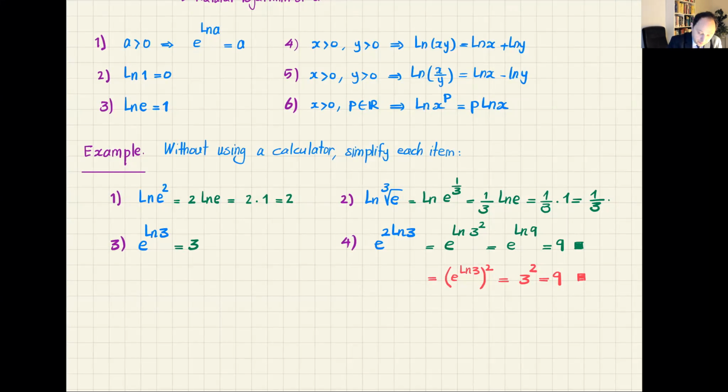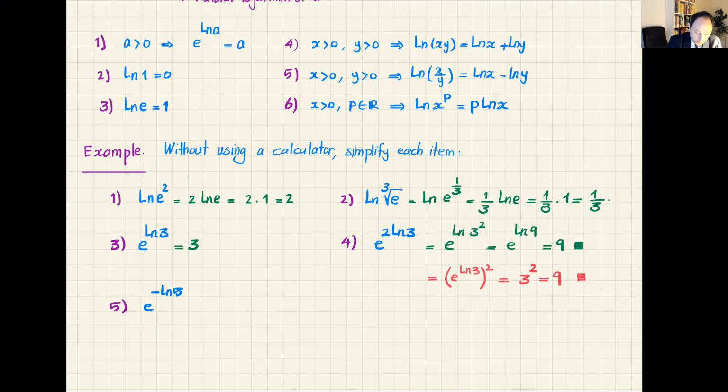Okay, and number 5. What happens if I have this situation, e to power minus ln of 5? So what can I do here? Still, I cannot immediately use this formula, because in this formula there is no negative sign, but I have a negative sign here. But the idea is exactly the same, and let me just solve it in one way. You can solve it in the other way if you like to.